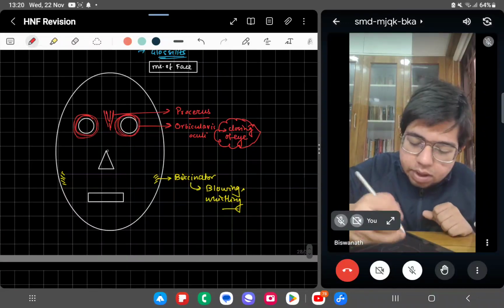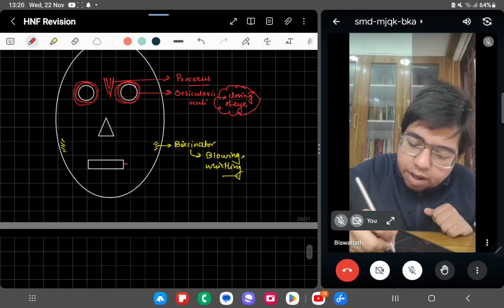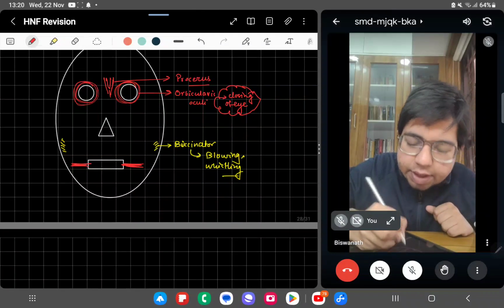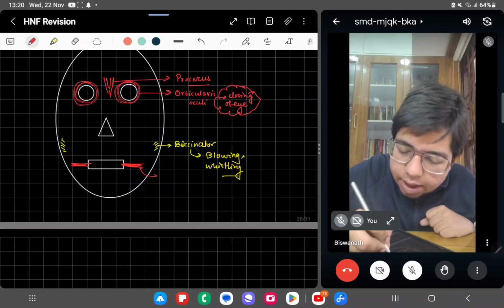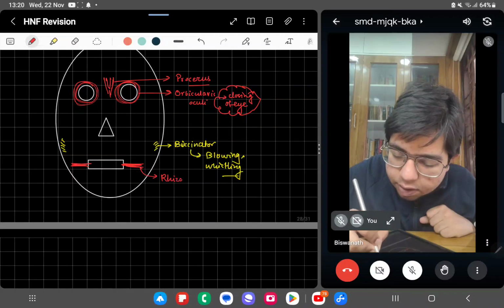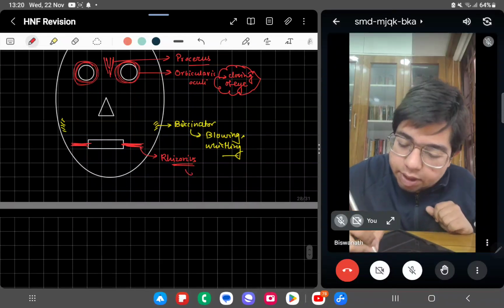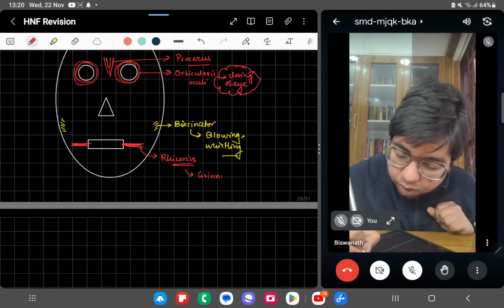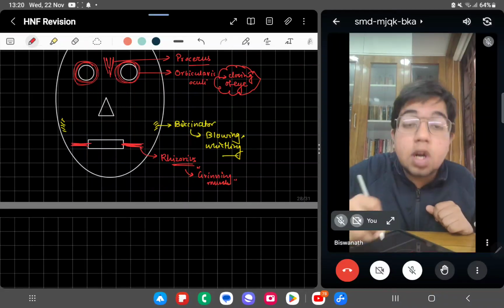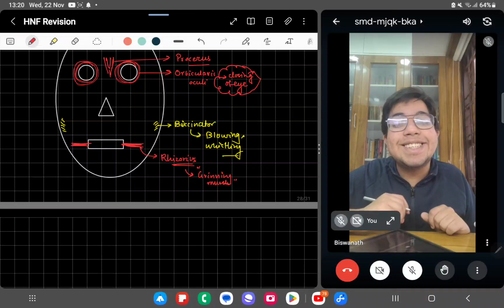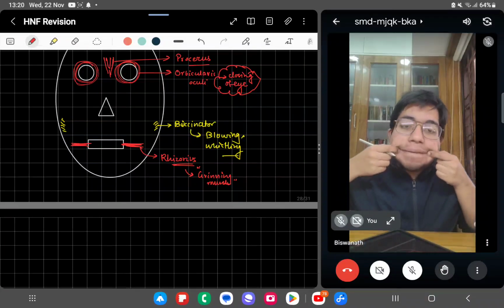Then what other muscles do you have here? We have a transverse muscle present in the mouth, and this is your risorius. Risorius is called the grinning muscle. Like you do like this, this is the grinning muscle. It is pulling the mouth like this.